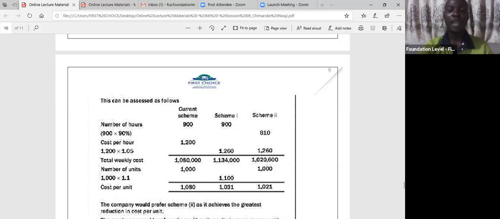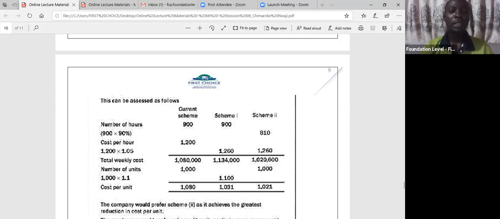Now, if you divide it by the number of units you produce, because you are producing 10% more, 10% more than 1,000 is 1.1. So that 0.1 is 10%. That means you are producing 1,100 units. When you divide it, the cost of the product will now be 1,031 naira per unit.